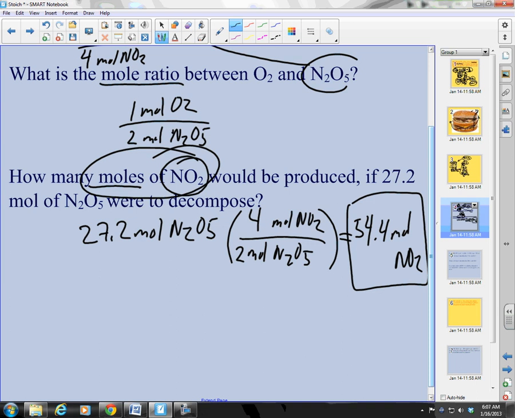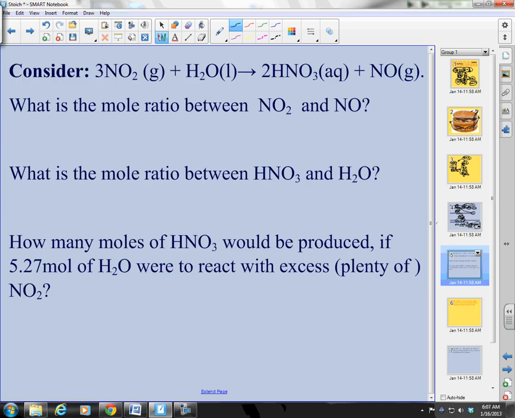Now, what do you notice is critical? Hey, we want to write down our units. Once again, units are very important to make sure we're doing the problem properly. Cool? All right. You guys try this one. Bring me back when you're ready.